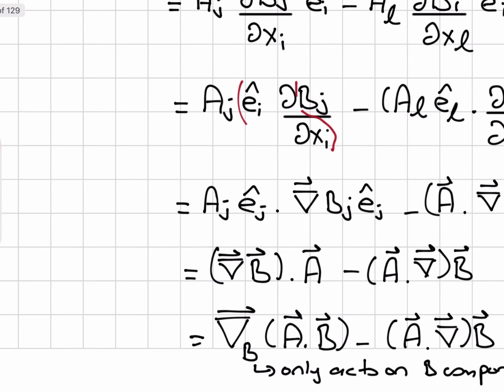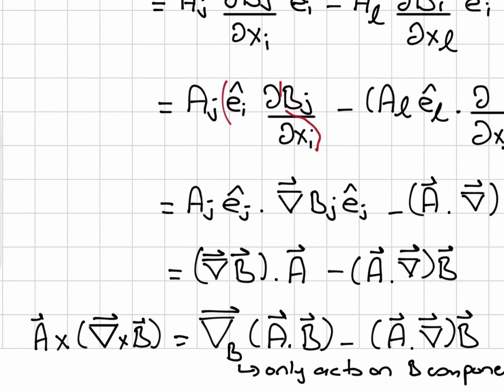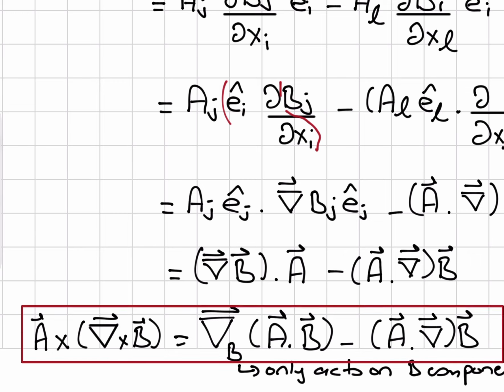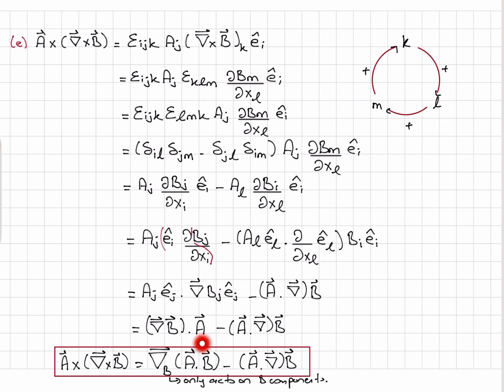So let's rewrite it here. We have A cross curl B equal to the gradient with respect to components of B, A dot B, minus A dot gradient B, or it's the same thing that was written in the problem statement.